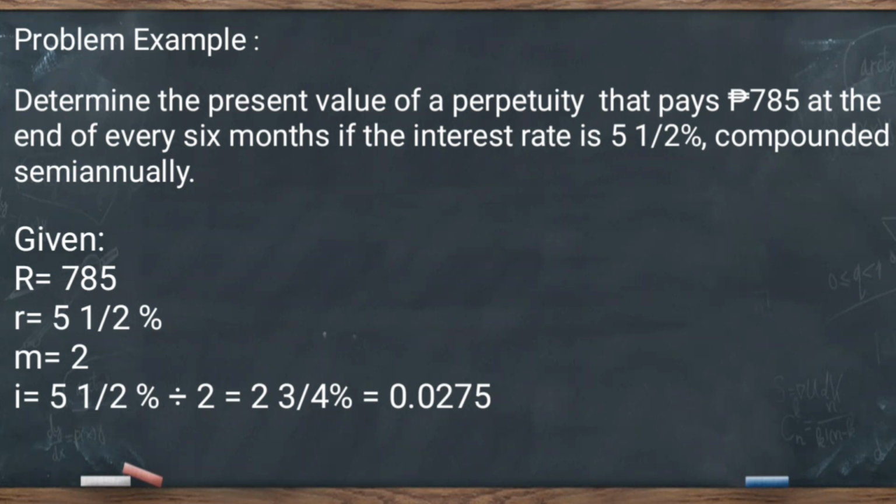Let us then write the given. For R, we have 785. For rate, we have 5.5%. For M, we have 2. And for i, we have 2.75%. Take note that in simple perpetuity, we are going to convert i into decimal form. So therefore, 2.75% is equals to 0.0275.